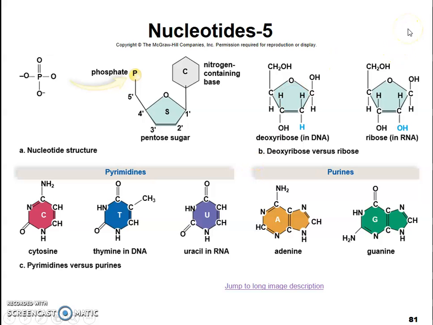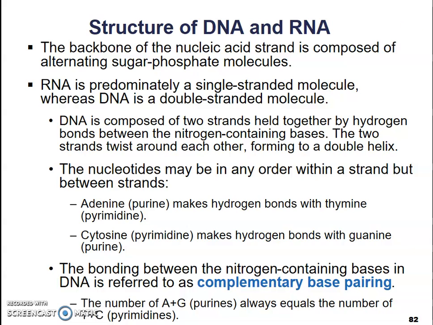So here is a diagram just for your information. The structure of DNA and RNA. The backbone of the nucleic acid strand is composed of alternating sugar-phosphate molecules. RNA is predominantly a single-stranded molecule, whereas DNA is double-stranded, which means there are 2 strands held together by hydrogen bonds. And DNA is composed of 2 strands held together by hydrogen bonds between the nitrogen-containing bases. The 2 strands twist together around each other, forming what's called a double helix.